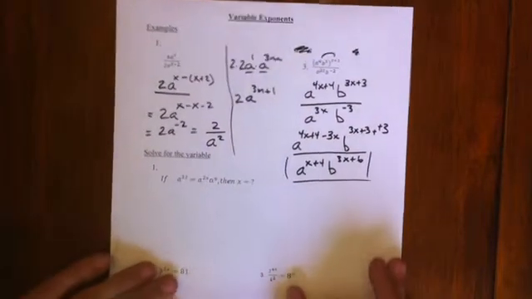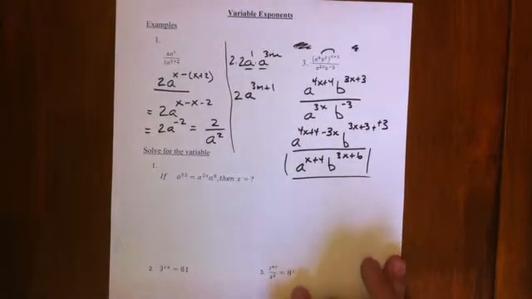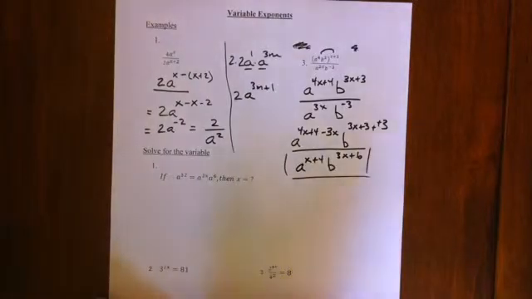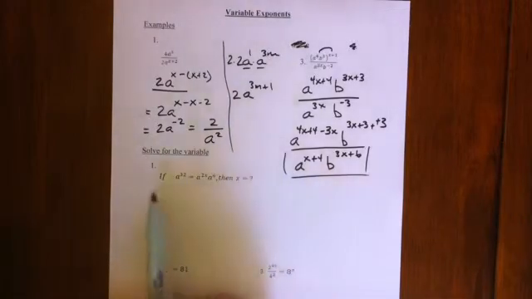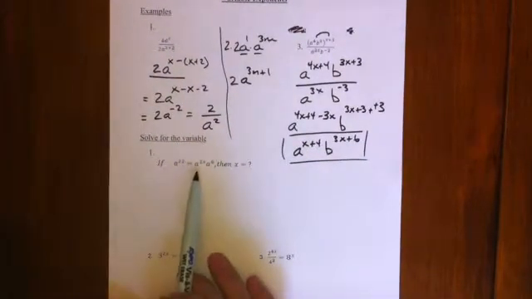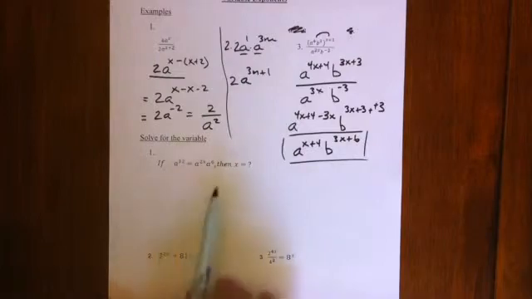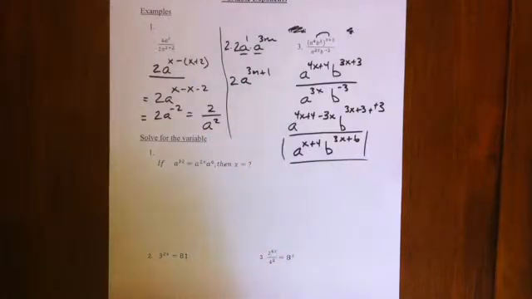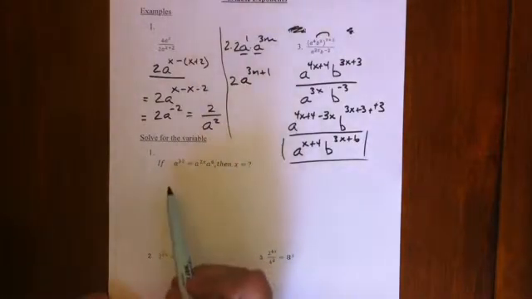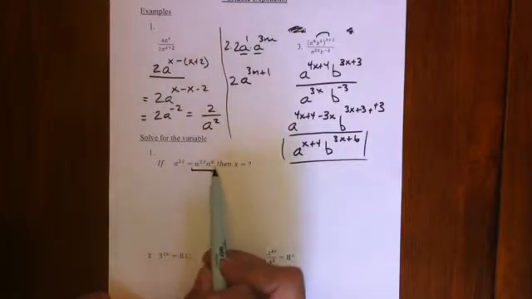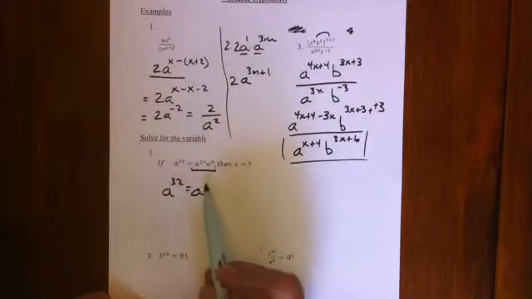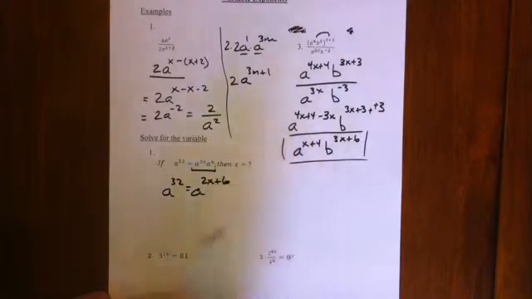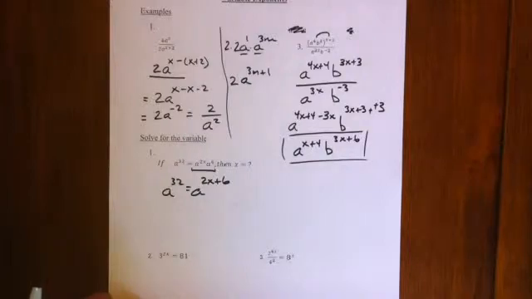Okay, so hopefully that makes sense, but like I said, the biggest thing is you just have to quite literally follow the rules of exponents. So let's take a look at this one. It says if a to the 32nd equals a to the 2x times a to the 6th, then what does x equal? Well, I can actually simplify that first. So it becomes a to the 32nd equals a to the 2x plus 6. Okay, now what do I do next?